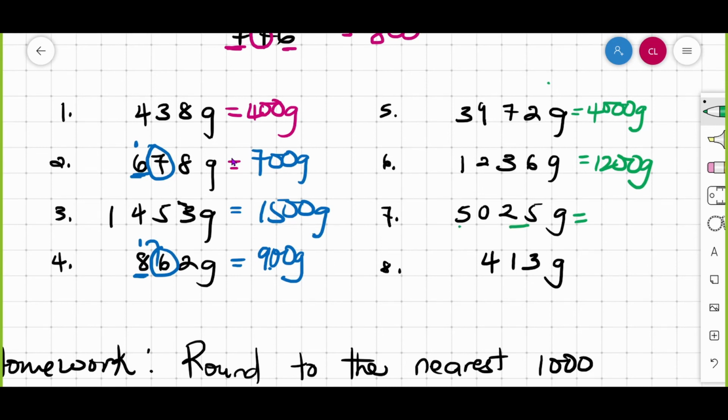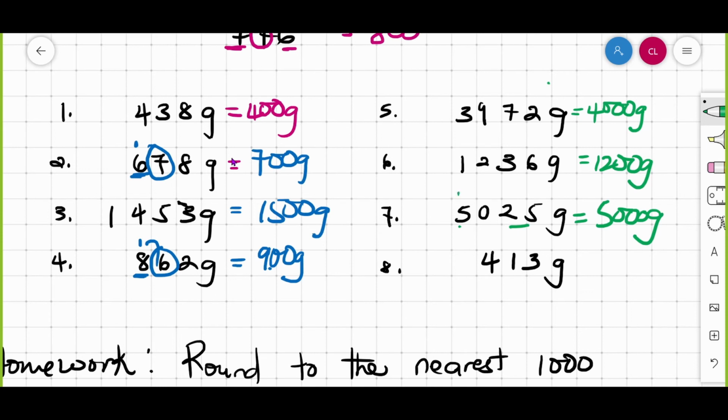5,025 grams. 25 equals 5. Wait. 5,000 grams. 5,000. All right. Oh yes, I wasn't sure about that one.